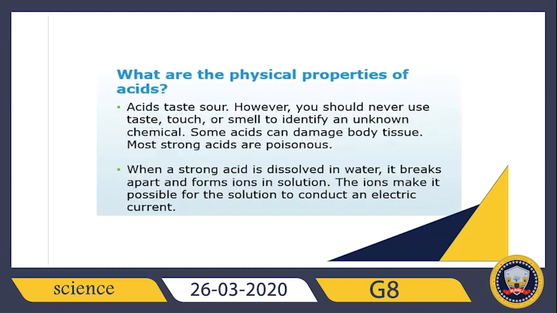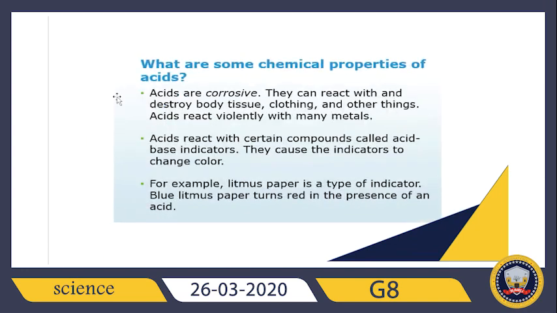Okay, what about the chemical properties of acids? Acids are corrosive. Corrosive means that they can react with and destroy body tissue, clothing, and other things. Number 2, acids react with certain compounds called acid-base indicators, and they cause the indicators to change their color. For example, the most common indicator that we use to identify acid and base is the litmus paper. Litmus paper is a type of indicator. Blue litmus paper turns red in the presence of an acid.